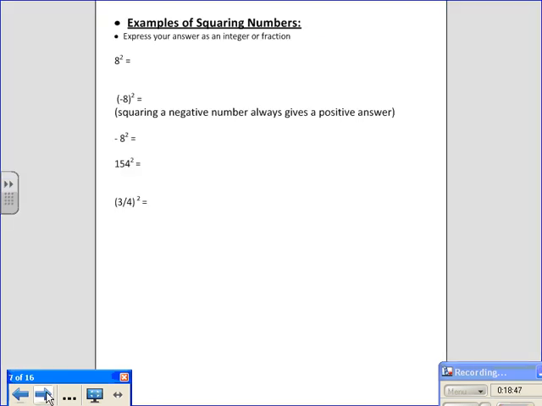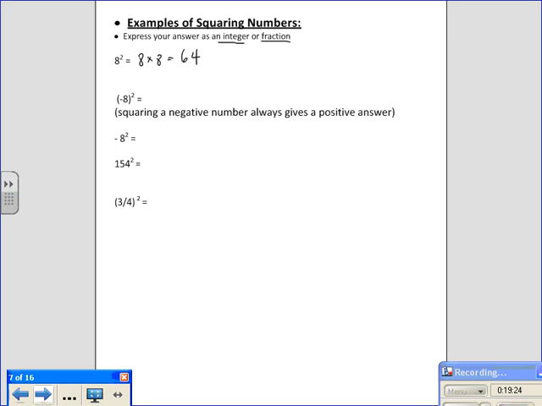So let's do a few examples. Now we're going to deal with some fractions as well as some integers here. Express your answer as an integer or as a fraction. If it's written as a fraction already, we'll keep it as a fraction. So 8 squared: 8 is an integer, so our answer here will be an integer as well. 8 squared is equal to 8 times 8. If you want to practice with your calculator, make sure you're using it correctly. That'll be 8 squared, or 8 exponent 2, and so we get 64 as our answer.